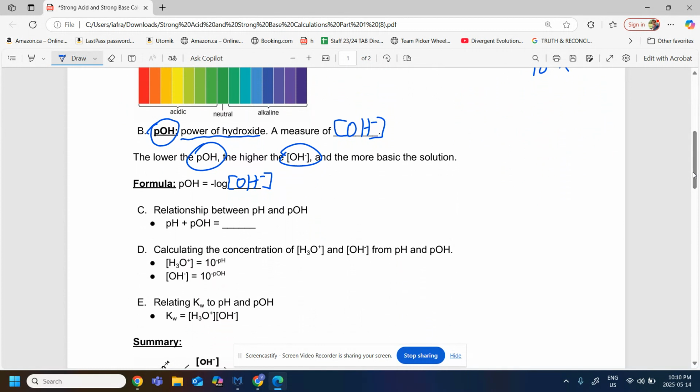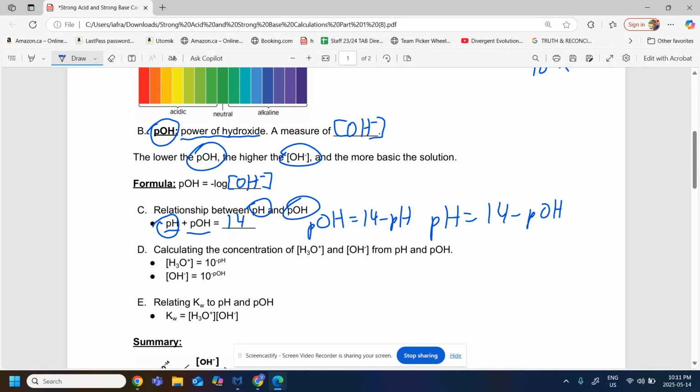Another relationship that you might sometimes see is the relationship between the pH and the pOH. If you add them together, you get 14, right? And that's not really a surprise because the scale goes from 0 to 14. But what this means is that if you have the pH, you could find the pOH by doing pOH is equal to 14 minus pH. If you have the pOH, you could find the pH by doing pH is equal to 14 minus pOH. So as long as you have one, you can find the other because they're all related to each other.